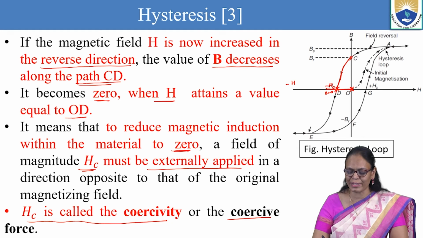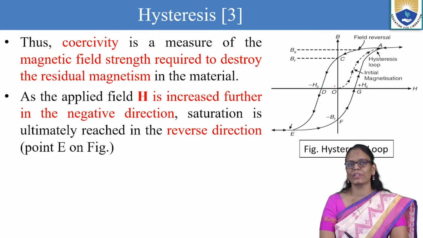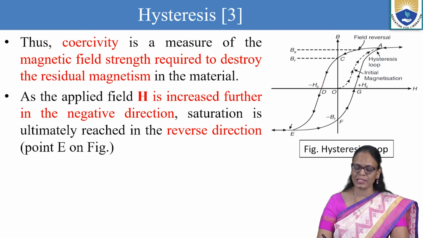So whatever the value of the applied field at which the magnetic induction becomes 0, we call it the coercive force or coercivity. This coercivity is a measure of the magnetic field strength that is required to destroy the residual magnetism inside the material. At this particular point, B is becoming 0. How? By applying the reverse magnetic field. So this field strength which destroys the residual magnetism, we call coercivity.